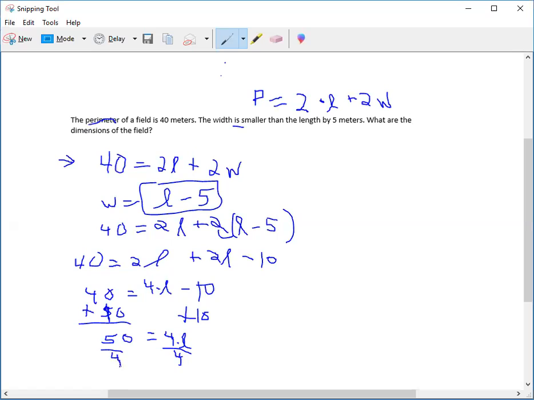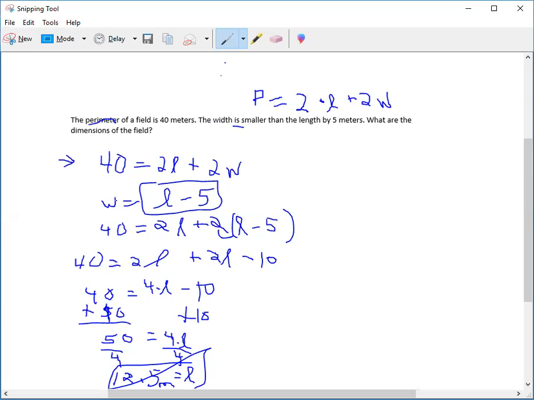And then I have got 12.5 equals L. I got meters. Okay, so our length is 12.5 meters. That's part of it, right? We have to find, oops, got to find the dimensions. And then I just got to find the other one.